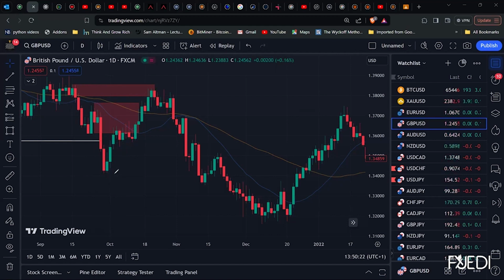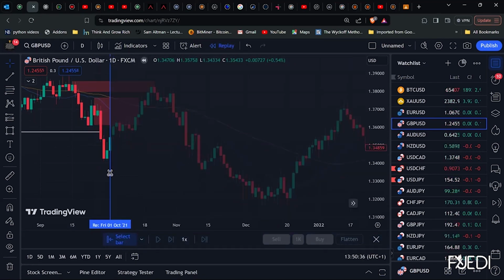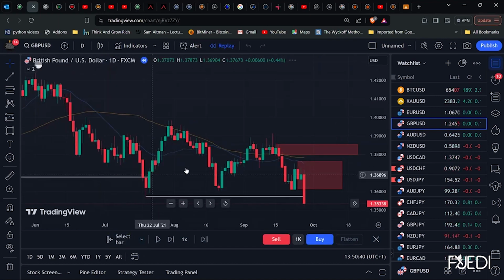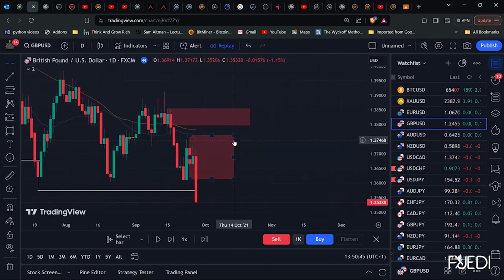So basically what we then look for is, once we've identified the areas of interest, so let's say price is at this point here, right? So let me do this. I think this will make sense. Let me do this. Replay. And let's just go like this. Okay, so we've seen that price has broken down here.